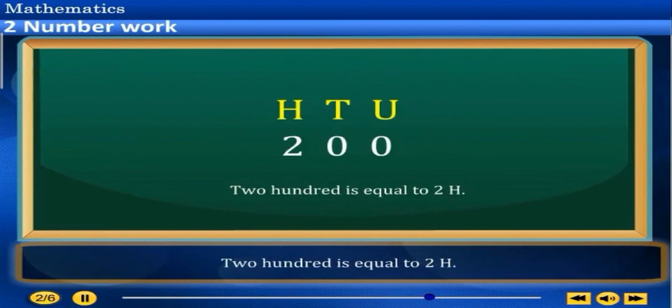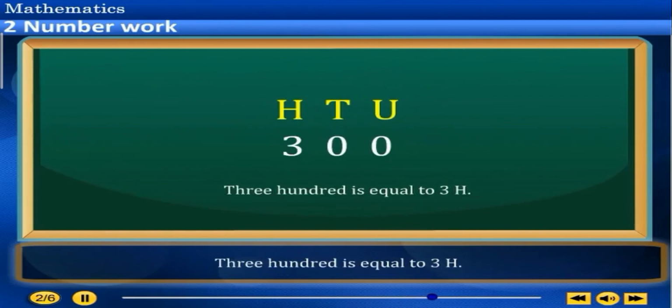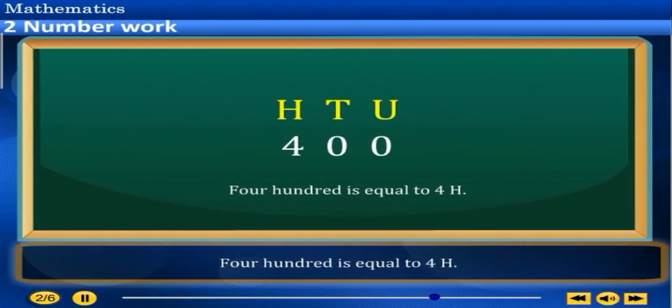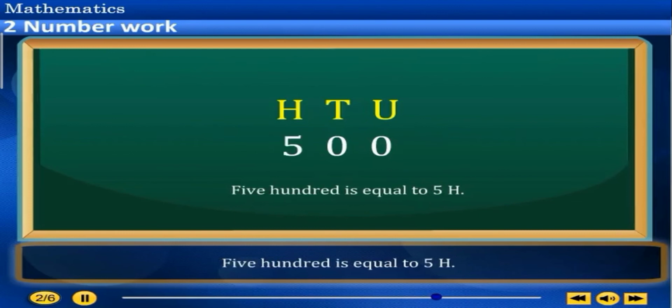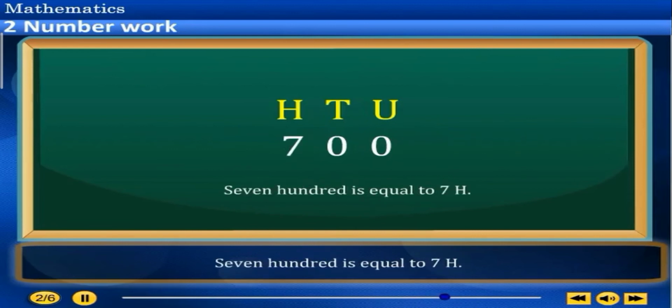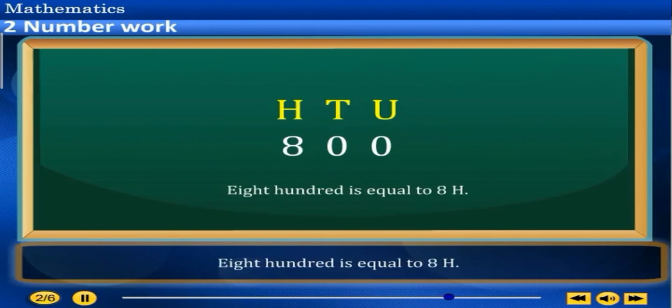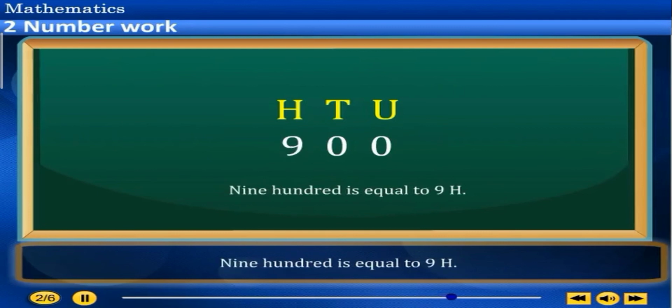200 is equal to 2h. 300 is equal to 3h. 400 is equal to 4h. 500 is equal to 5h. 600 is equal to 6h. 700 is equal to 7h. 800 is equal to 8h. 900 is equal to 9h.